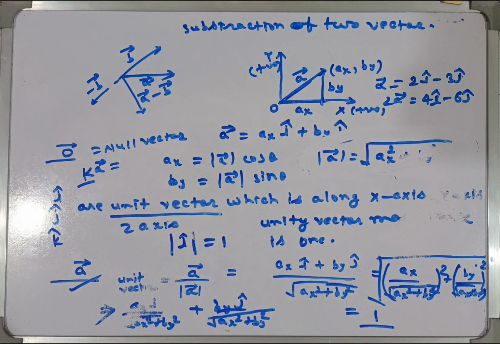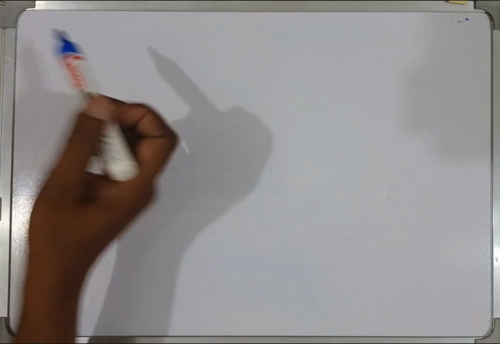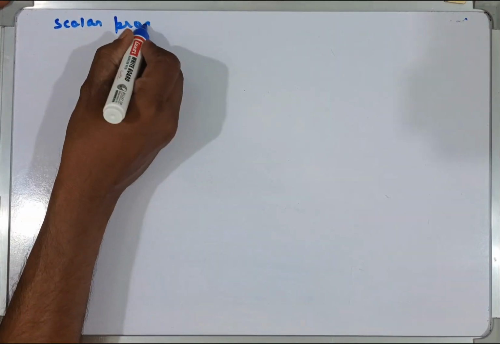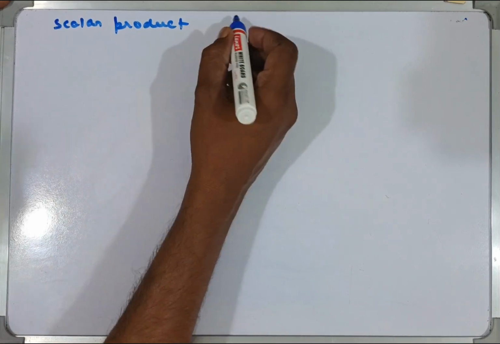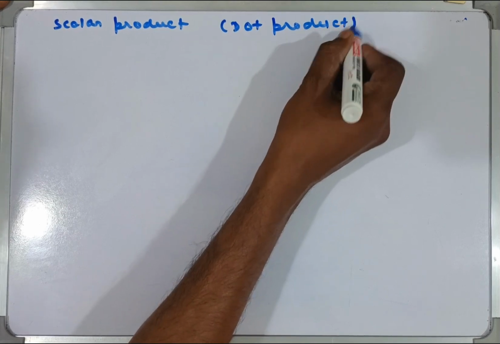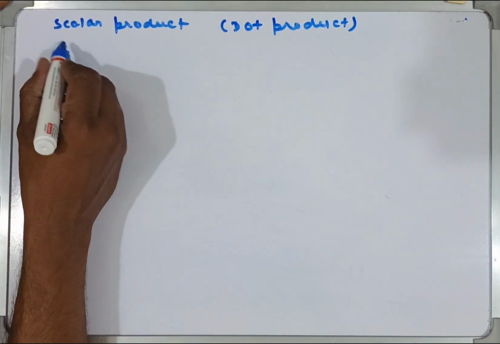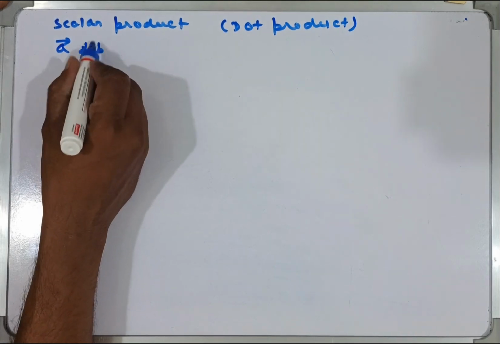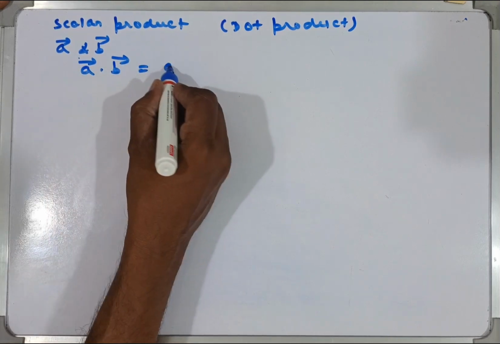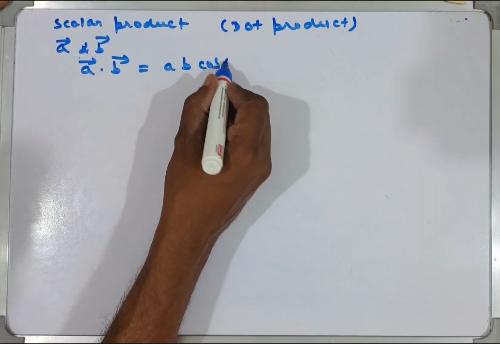Now guys, what does it mean by dot product or scalar product? Okay, see, so guys, a scalar product is also known as a dot product. Okay, so the dot product of two vectors a and b equals, guys, a dot b, or you can write it as ab cos theta.